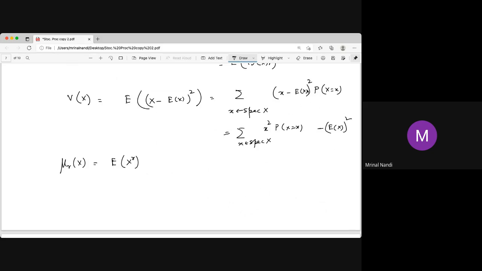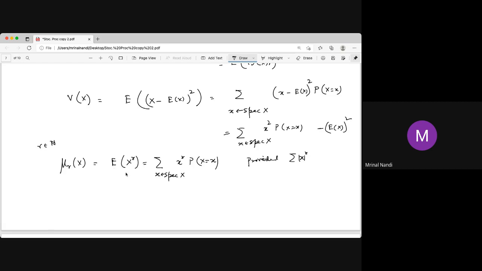You need not check because there is square. But for this, it is just expectation. This is the summation over x belonging to the support of x to the power r times the probability of x, which is the raw moment, provided the summation of mod of x to the power r converges, if r is an odd number. Oh, by the way, r is a natural number.